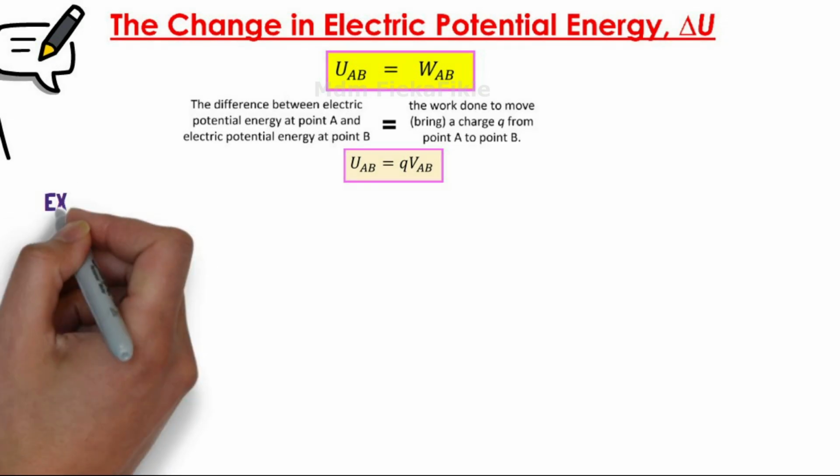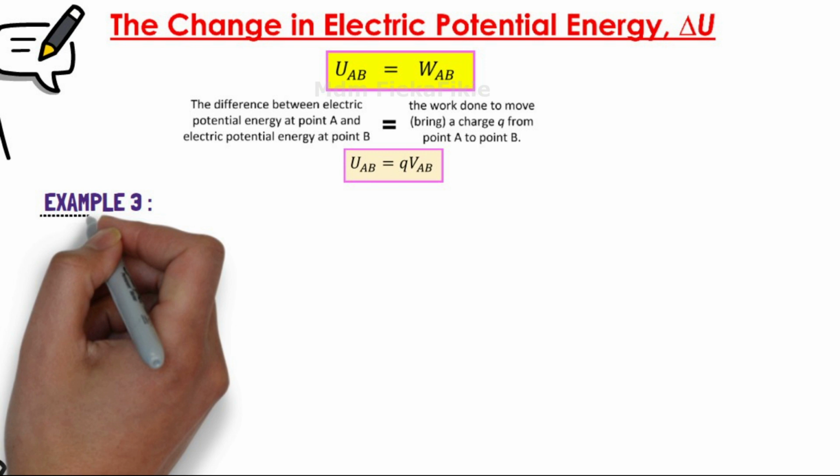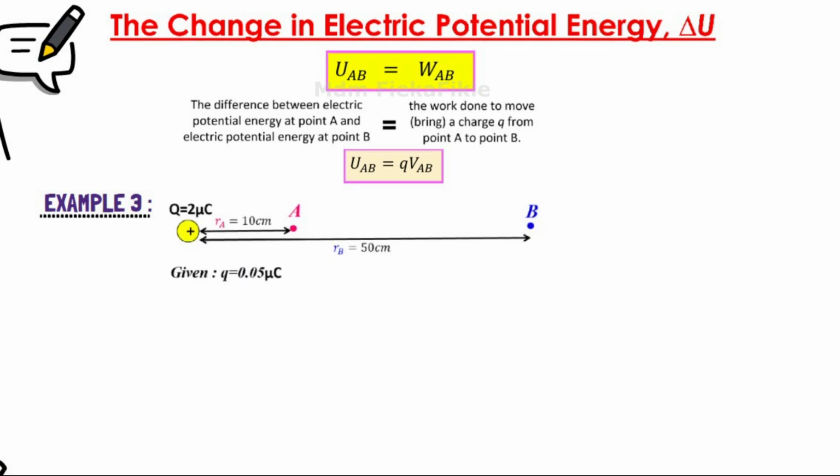So now let's try example number 3. So here we have one point charge, Q equal to 2 microcoulomb. And here we also have 2 points, A and B, where point A is 10 centimeter from the point charge and point B is 50 centimeter from the point charge. And given that we have a test charge 0.05 microcoulomb, okay, let's read the question. Calculate the electric potential energy at A and B.